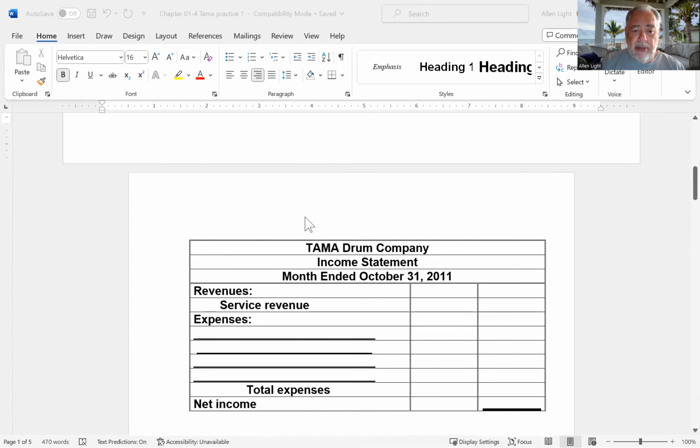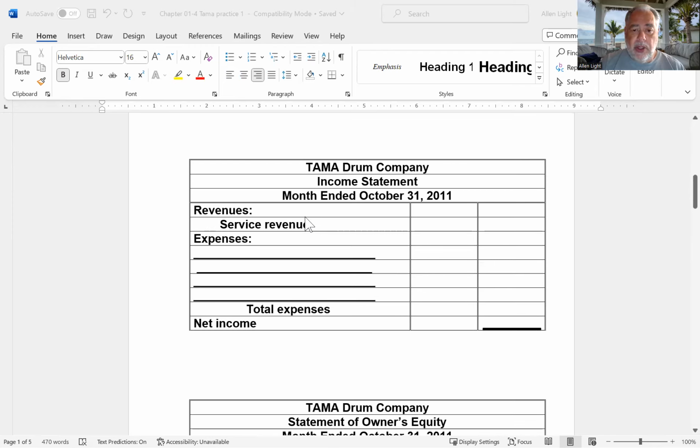Now let's go down a little bit further, because we're going to do the actual financial statements. The first one we're going to do is the income statement.